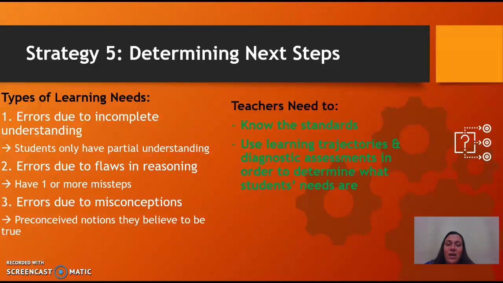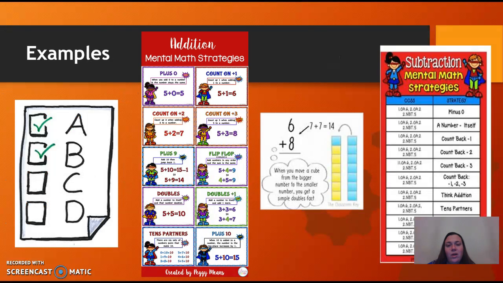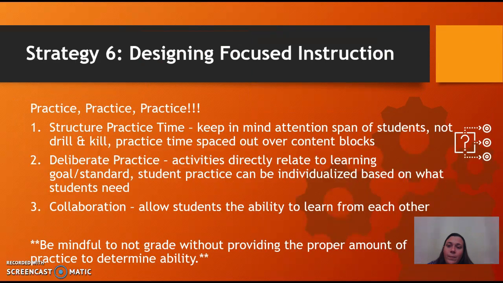Strategy 5 is determining the next steps. So it's really looking at those errors. In order to know the errors, we have to know the standards and the curriculum. And we also have to know what questions to ask in order to pull out what those errors and misconceptions might be. So it's really knowing your math, your reading, your social studies, your science, all those content areas very well, and knowing how to find those misconceptions.